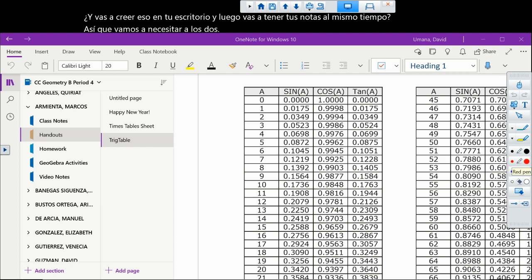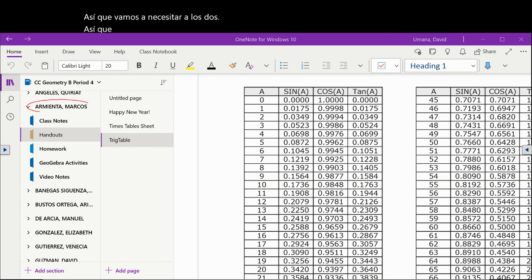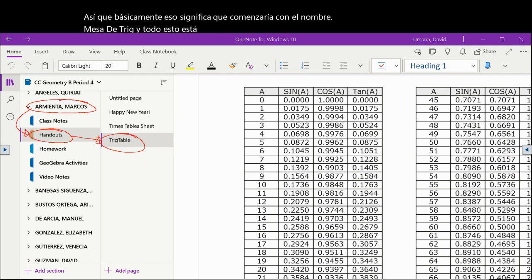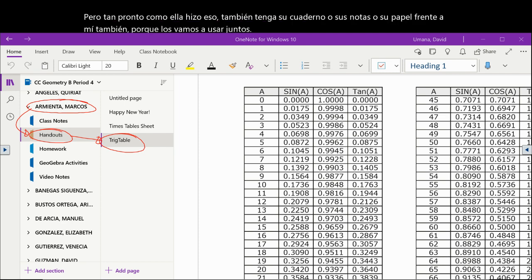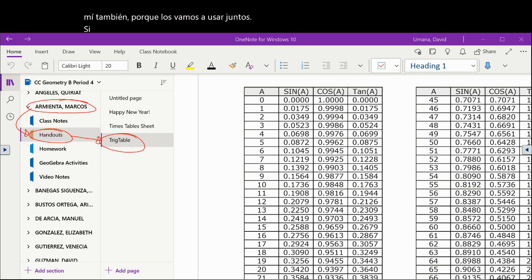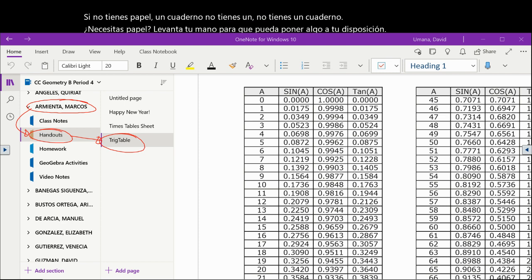So basically, that means I would start with name, handout, trig table, and all of this is on the OneNote. But as soon as you've done that, also have your notebook or your notes or your paper in front of you too, because we're going to use them together. Okay? If you don't have your notebook and you need paper, raise your hand so I can make some available for you. So let's start with that.